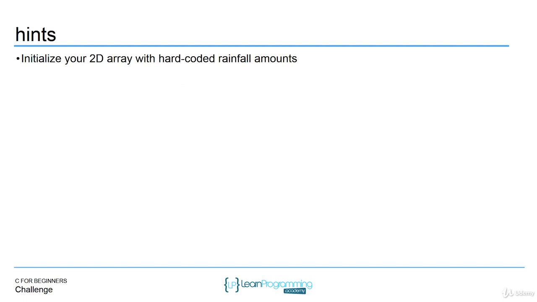So you want to initialize your 2D array with hard-coded rainfall amounts. We know how to initialize an array. For a 2D array, you can initialize rows. So you can have brackets inside of the brackets to represent each row. And each row has 12 columns, so you would have 12 values, 12 floating point values. And then you separate each row by commas, and you just create new brackets. We should know how to do that.